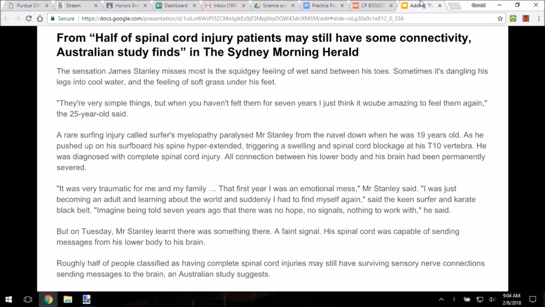These are from scientific articles. "The sensation James Stanley misses most is the squidgy feeling of wet sand between his toes. Sometimes it's dangling his legs in the cool water, the feeling of soft grass under his feet." And then this goes on. This is from an article that's about spinal cord injuries, but it doesn't start out with statistics about them. Instead, it starts out with a story about someone who suffered from this.